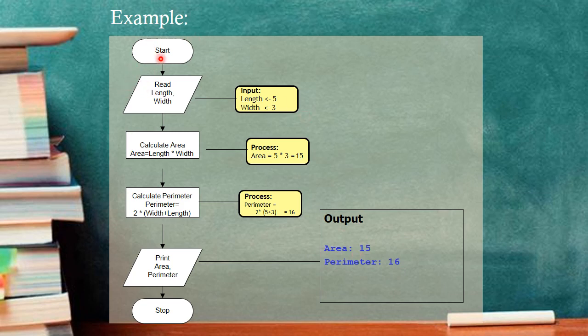So a statement can be a multiple of different statements or instructions. Here we are calculating two things, the area and the perimeter, in the same flowchart.